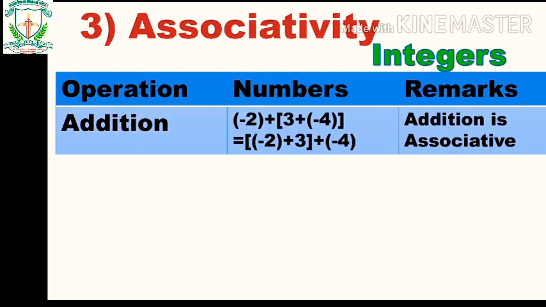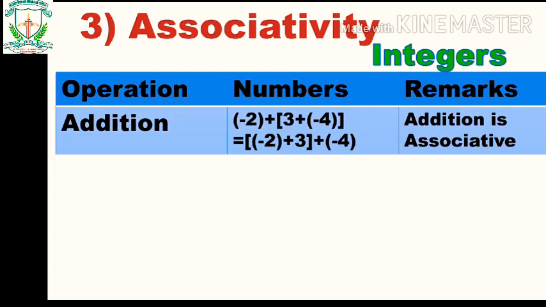If you add them in this order, minus 2 plus bracket 3 plus of minus 4, this is one way. You can add the integers, there is also another way: bracket minus 2 plus 3 bracket plus of minus 4. Basically here first we need to solve the brackets, then add the sum to the first integer.